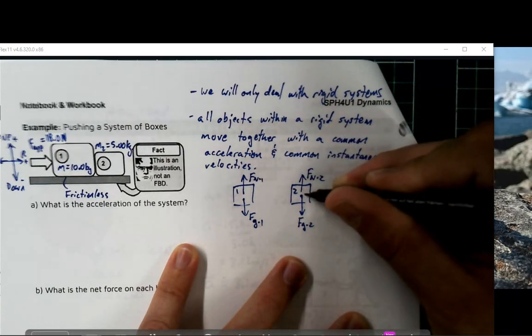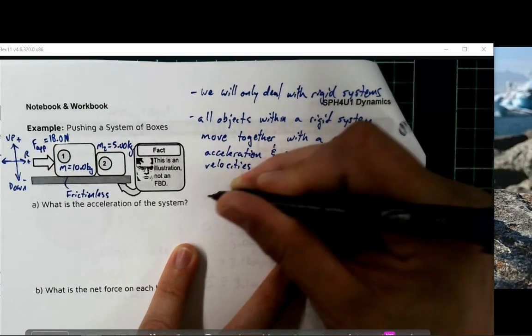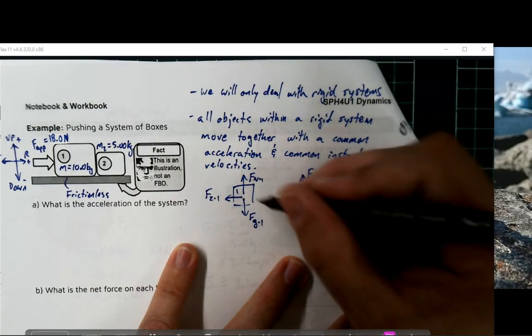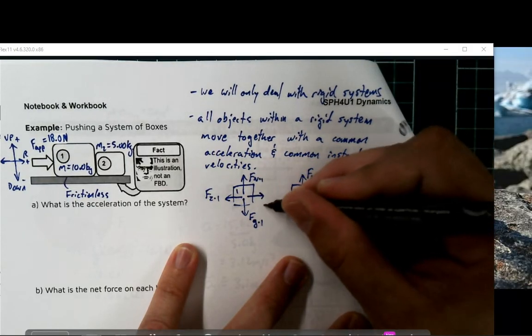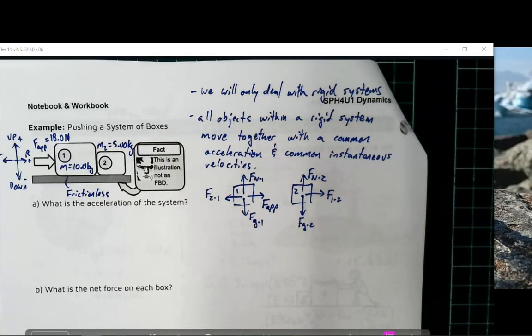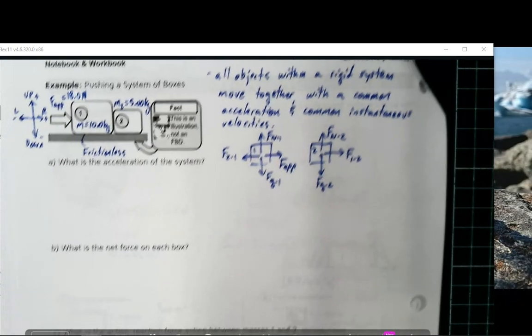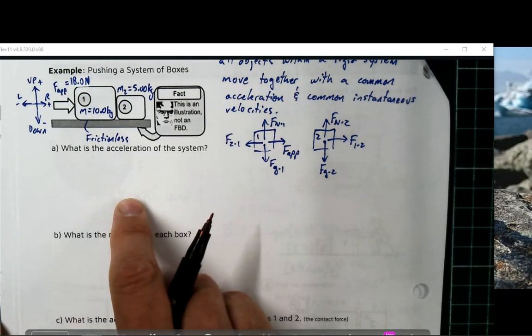Force of 1 acting on 2. Force of 2 acting back on 1. The invisible pusher, the invisible mover, force applied. And we declare this to be frictionless, so we don't have any FKs in this situation, okay? It's again a fictional, non-frictional scenario, okay? All right, so what's the acceleration of the system?